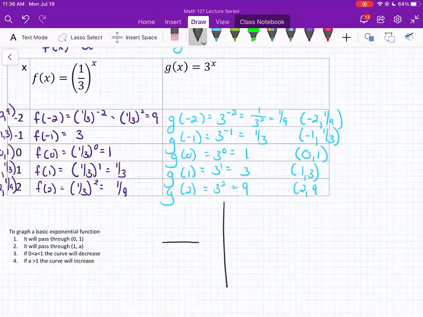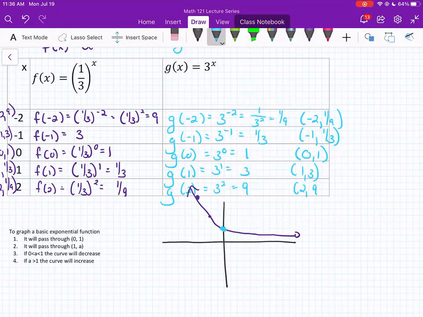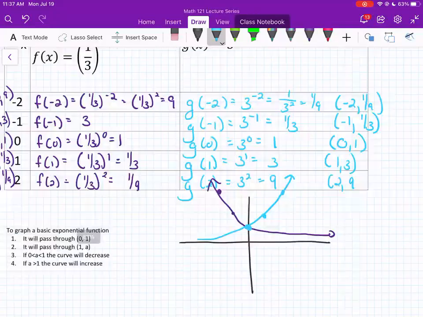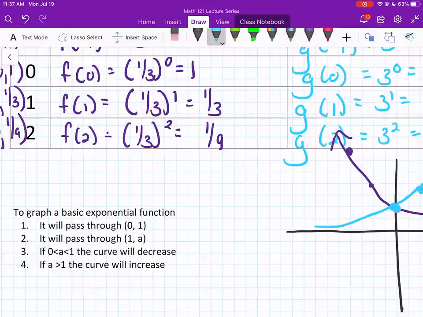If I draw my graph here, in purple, I'm going to graph f of x. Notice it goes through the point 0, 1. It goes through the point -2, 9, -1, 3, and then decreases. However, if we look at g of x, it also goes through the point 0, 1, but then it goes through the point 1, 3, and 2, 9. It is increasing.